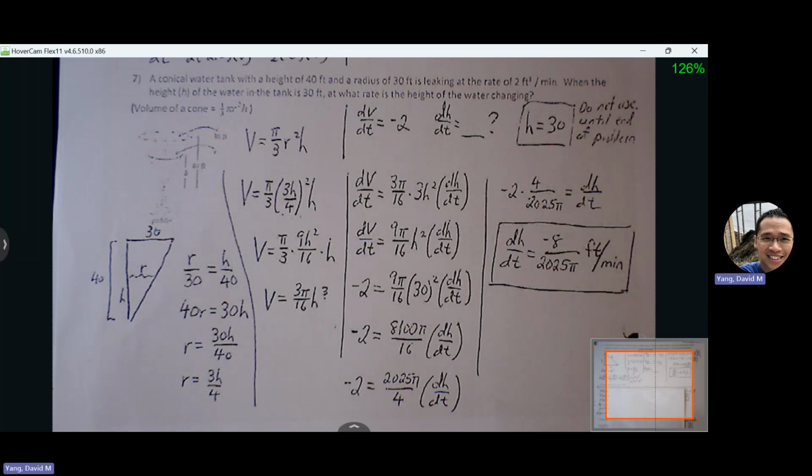Oh, another common mistake that I see at this stage is students just squaring the h and they forget to square everything inside. So the 3 gets squared, the 4 gets squared, the h gets squared. So just be aware of that. If you see parentheses and a square outside, that square is going to see everything inside the parentheses.